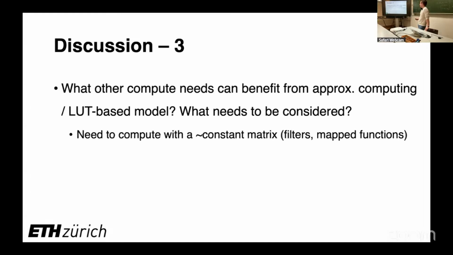Yes. So I think we can rephrase a little bit what you said. So anytime you need to compute with a constant, in this case, it was the weight for a given layer, but it could be any sort of filter convolution or any sort of just generic constant mapping function. That would be a good way to accelerate it.